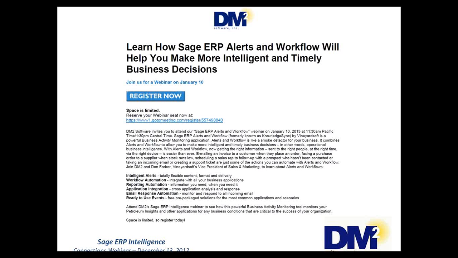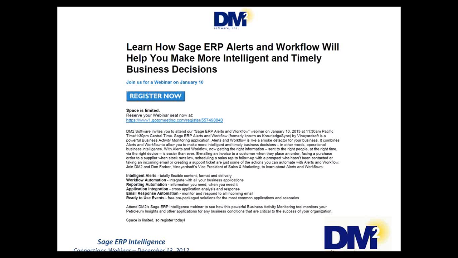I want to take this opportunity to make everybody aware of next month's webinar topic. It'll be on January 10th at our usual time. We're usually sticking with the second Thursday of every month at 11:30 Pacific, 1:30 Central Time, and what we're going to be going over is Sage ERP Alerts and Workflow, which was formerly known as Knowledge Sync. I know several of our customers are already using Knowledge Sync, but we're going to have Don Farber, the Vice President of Sales and Marketing from Vineyard Soft, the publishers of Sage Alerts and Workflow, on board to help us give you an overview of how that works.